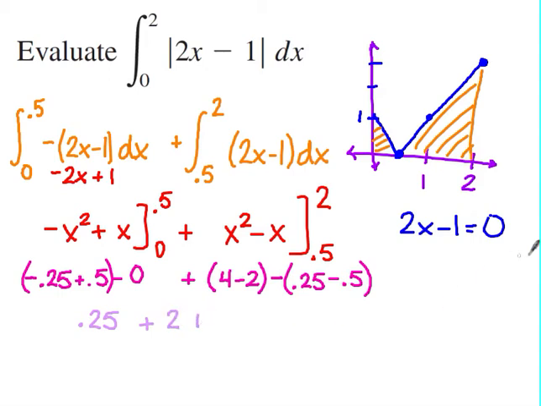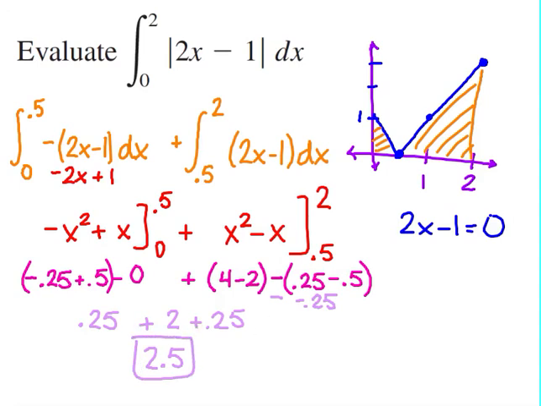Let's see what we have here. And then this comes out to be minus negative 0.25, so that will be plus 0.25. So your value should be 2.5.